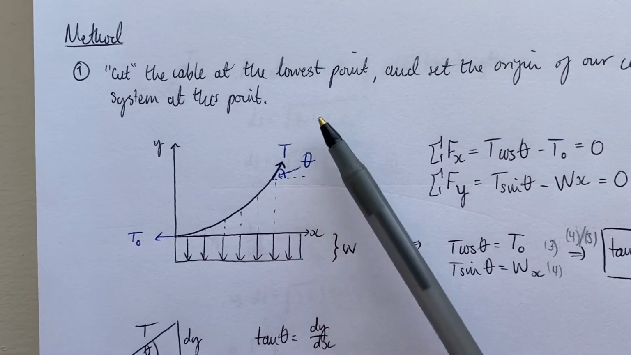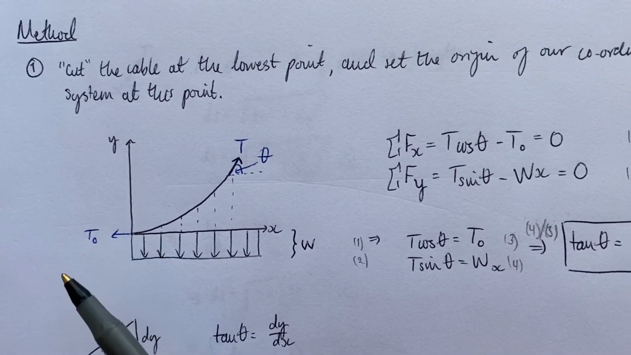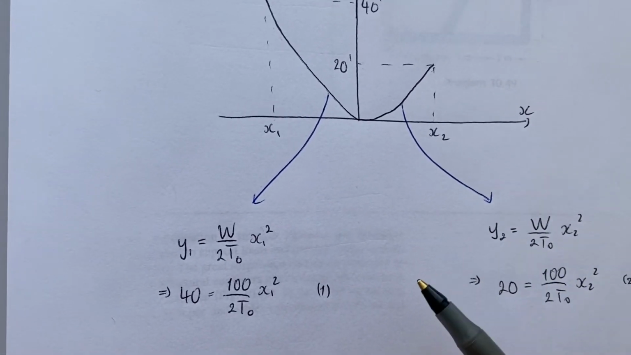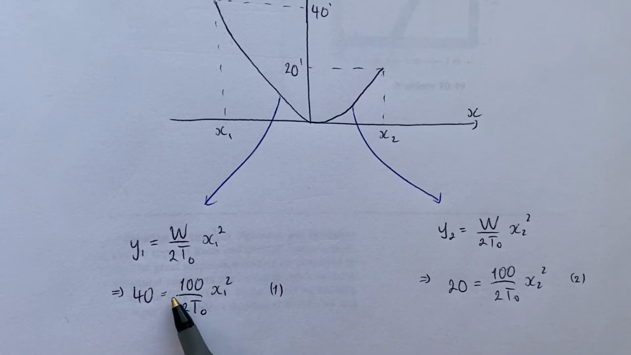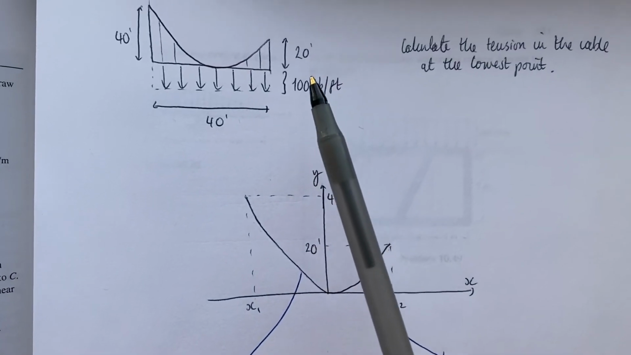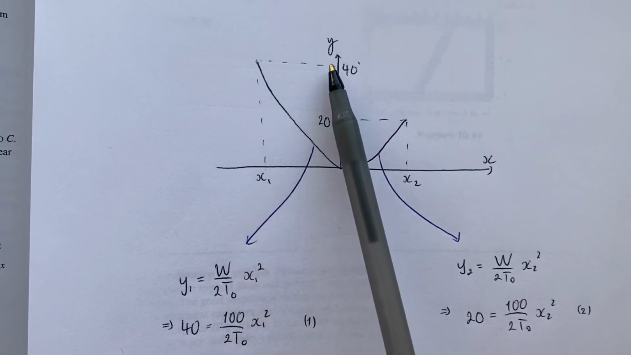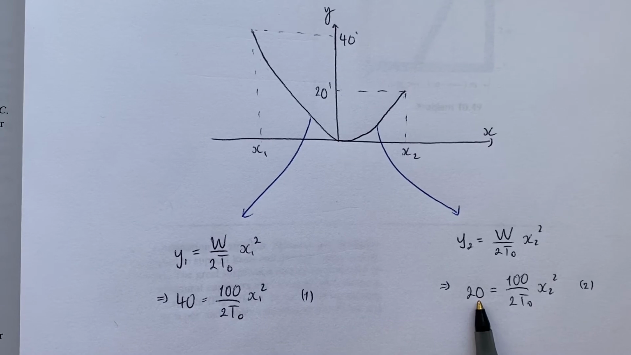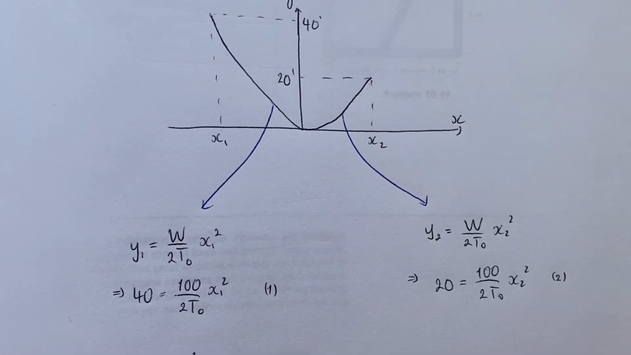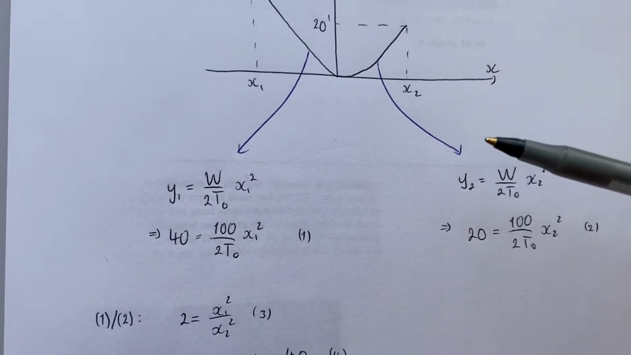So recall this picture here where I described the tension at the lowest point as T0. So I've plugged in the information that I know. So the weight, the distributed load, is 100 pounds per foot. The height on the left hand side 40, height on the right hand side 20. So then I've got two equations which I've labelled 1 and 2, which I can manipulate to try and find these coordinates x1 and x2.